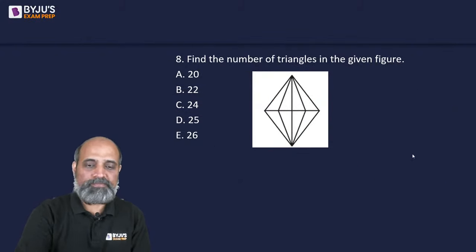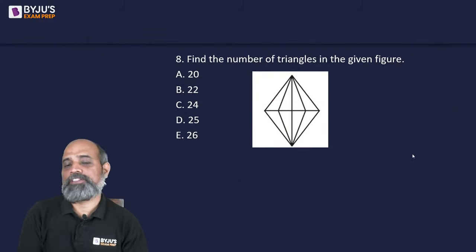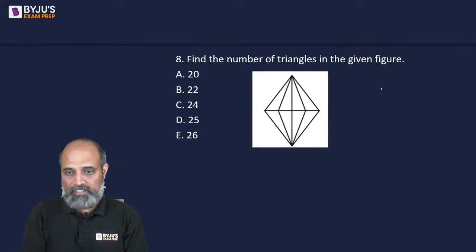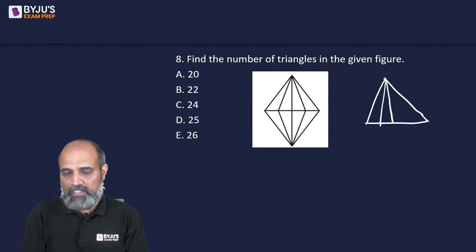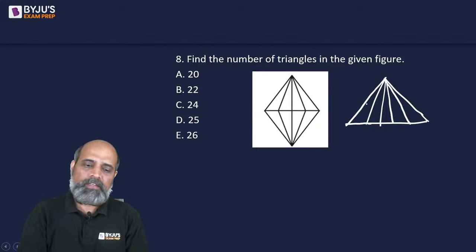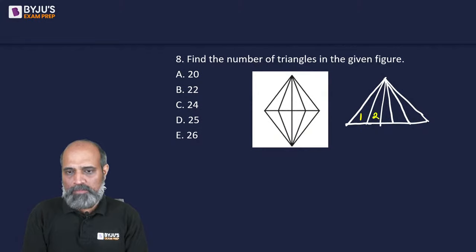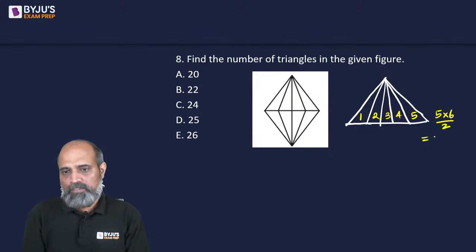Okay, next one. Find the number of triangles in the given figure. So I'll help you out with this type. What you have to do is, when you have a figure like this where the lines are drawn from a vertex, however many lines are drawn, you write down numbers 1, 2, 3, 4, 5, and then do the same calculation. 5 into 6 by 2, 15 triangles here. It doesn't look like 15, but there are.